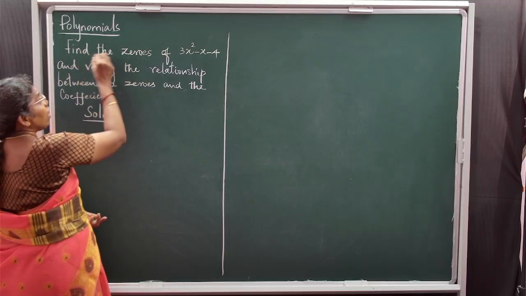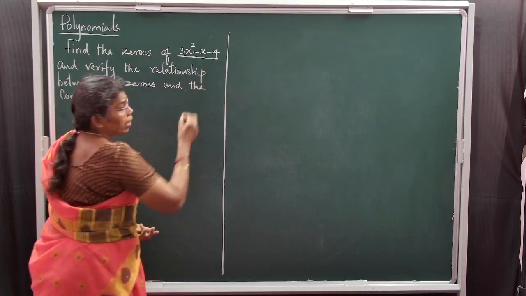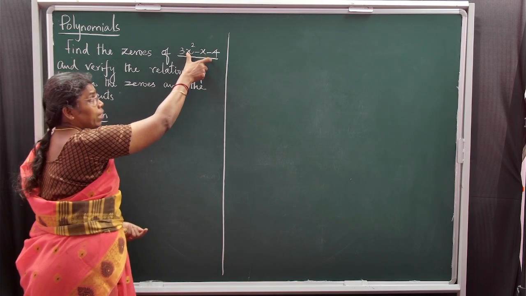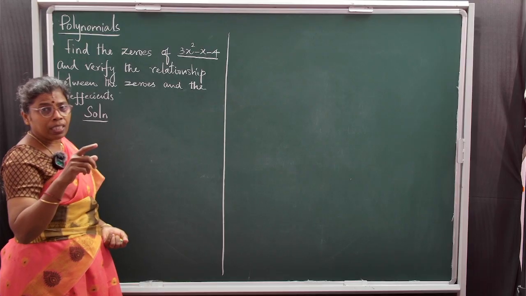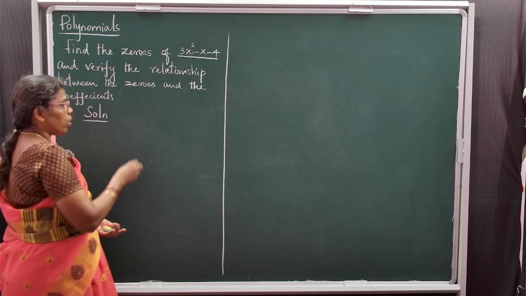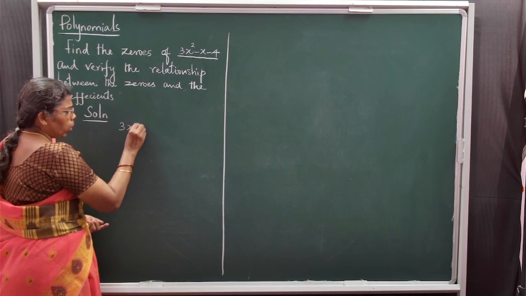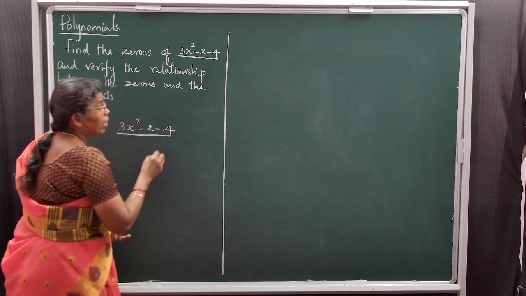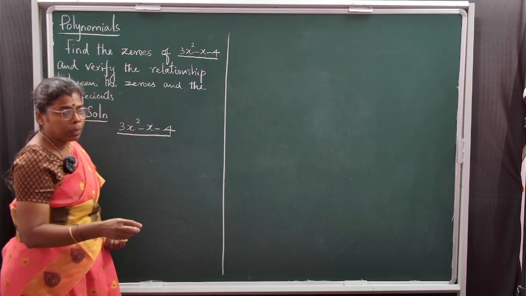First I should find the zeros of 3x squared minus x minus 4. So how can I find the zeros of 3x squared minus x minus 4? Either factorization or we can use the formula. But factorization is the easiest one. So let me take the polynomial 3x squared minus x minus 4. I am going to find the zeros using factorization.